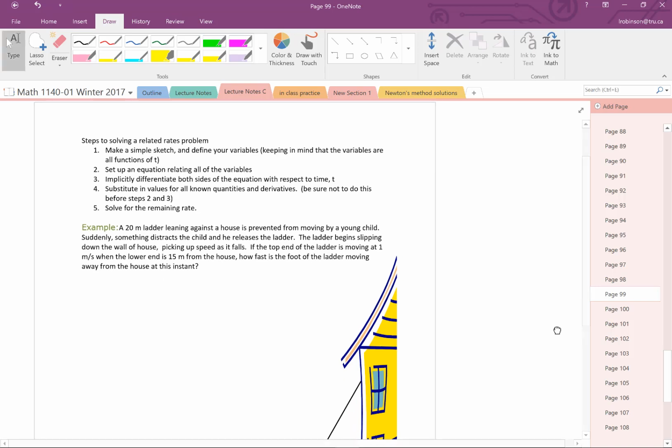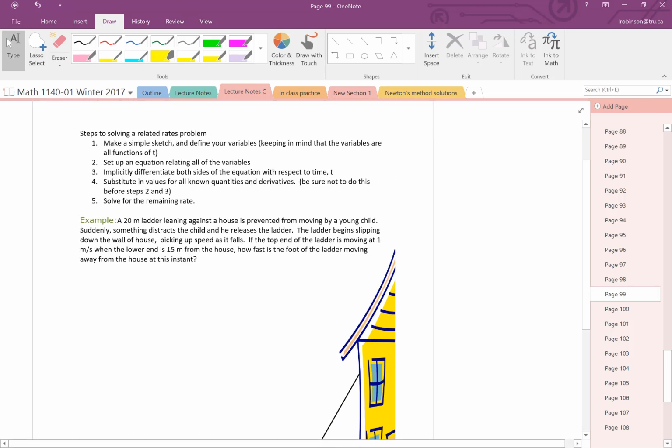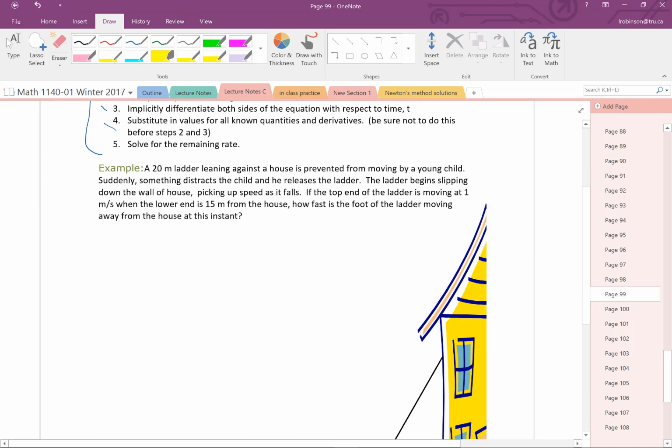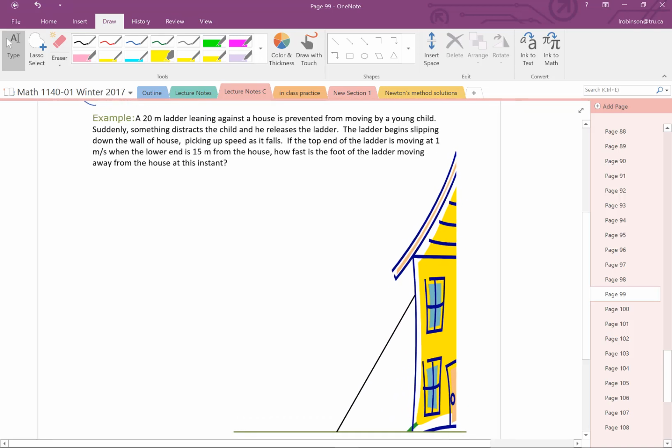Okay, this is a very common problem I always use, about a ladder slipping. Oh, here it just gives some steps to solving a related rates problem. Make a sketch if you don't already have one. Define your variables. Variables are things that are changing, and they're all functions of t, time. Set up an equation relating all the variables. Implicitly differentiate both sides of the equation with respect to time, t. Substitute in values for all known quantities and derivatives, but be sure not to do this before steps 2 and 3, and then solve for the remaining rate. Okay, so in this case we have a 20-foot ladder leaning against the house.